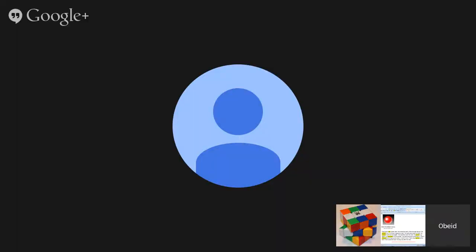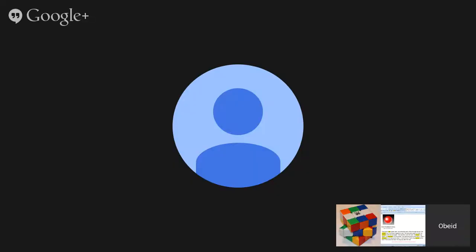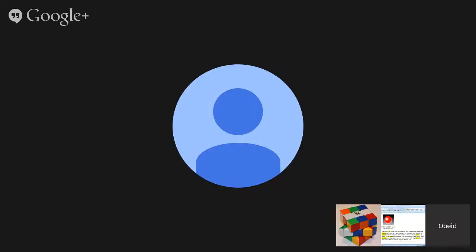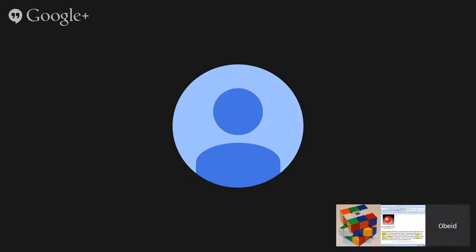What color is the ball? The ball is red. The ball is a red rubber ball. Who plays with the ball? Fred is playing with the ball and his dog is barking at the ball. What did Fred do with the ball? Fred was bouncing the ball on the street and he also kicked the ball with his foot. What color is the dog? I'm not sure what color Fred's dog is.